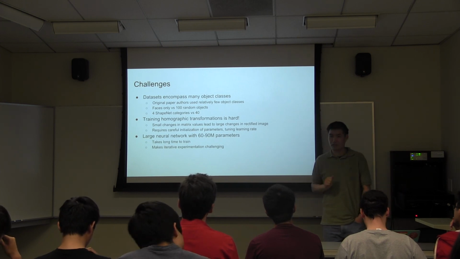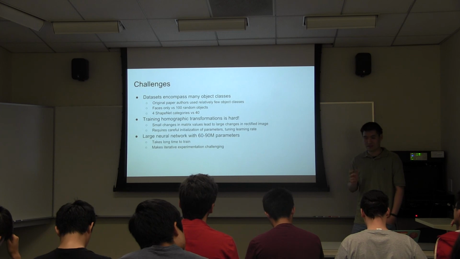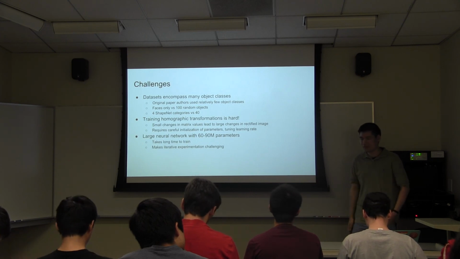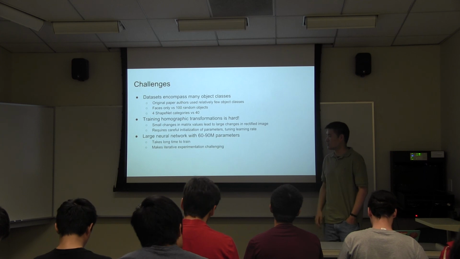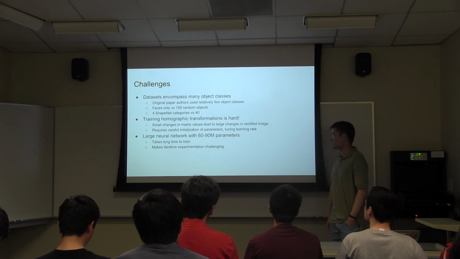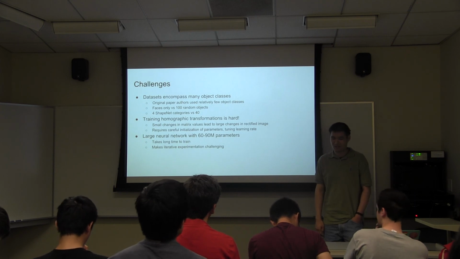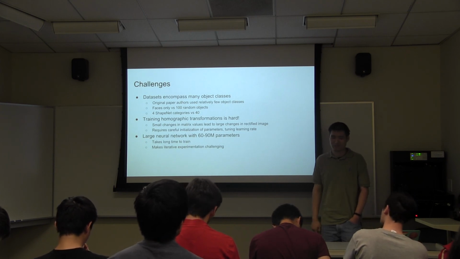Another challenge is that training a homography is pretty difficult, because tiny changes in the matrix will lead to large changes in the rectified images, and you have to be really careful with initialization and the learning rate. The final challenge is that it's a big neural network. It has somewhere from 60 to 90 million parameters, and that makes it time consuming to train. It's hard to do multiple experiments at once.